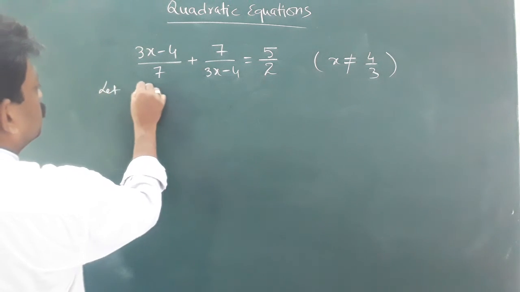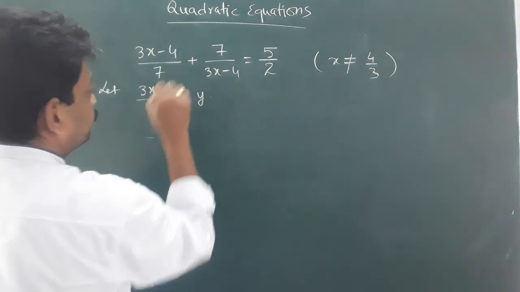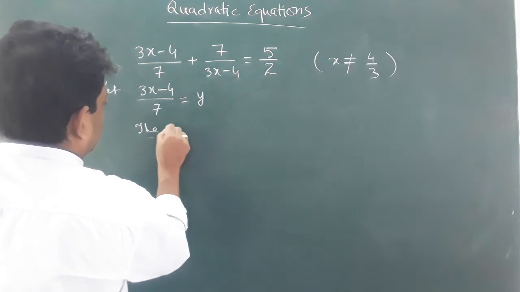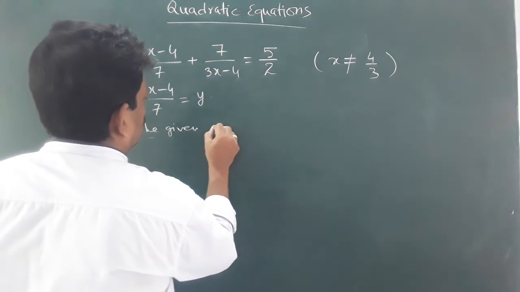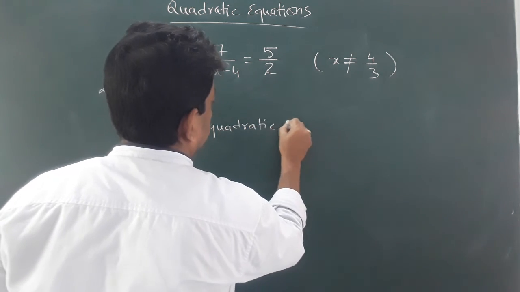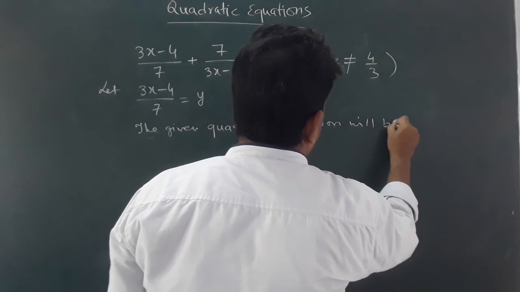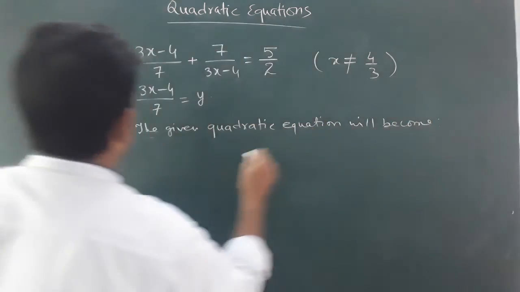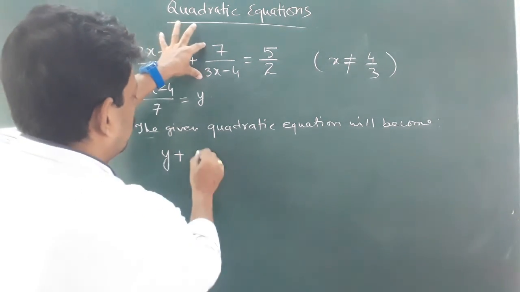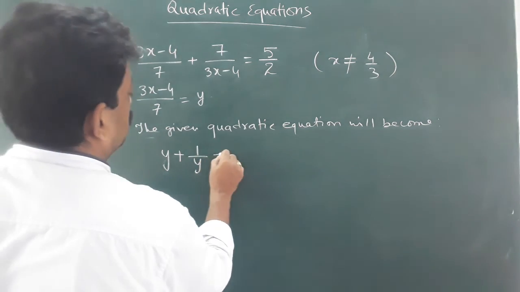Let (3x minus 4) upon 7 equals y. Therefore, the given quadratic equation will become y plus 1 upon y equals 5 upon 2.